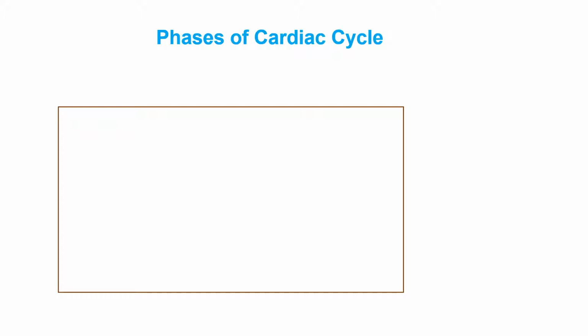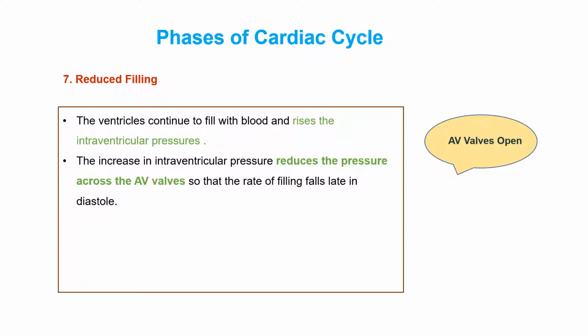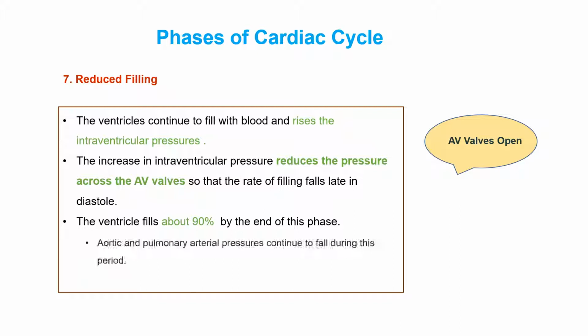The last phase in the cardiac cycle is reduced filling. Ventricles continue to fill with blood and this raises the intraventricular pressure. This reduces the pressure across the atrioventricular valves and this reduces the rate of filling late in diastole. The ventricle fills 90% by the end of this phase, that is 90% of the filling occurs before atrial contraction. As we already discussed, only 10% of the active filling occurs during phase 1 or atrial contraction. Aortic and the pulmonary artery pressures continue to fall during this period.